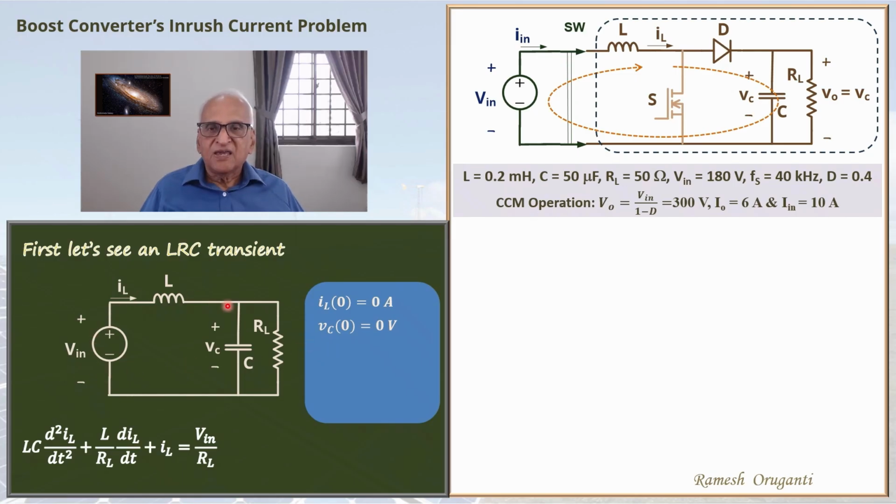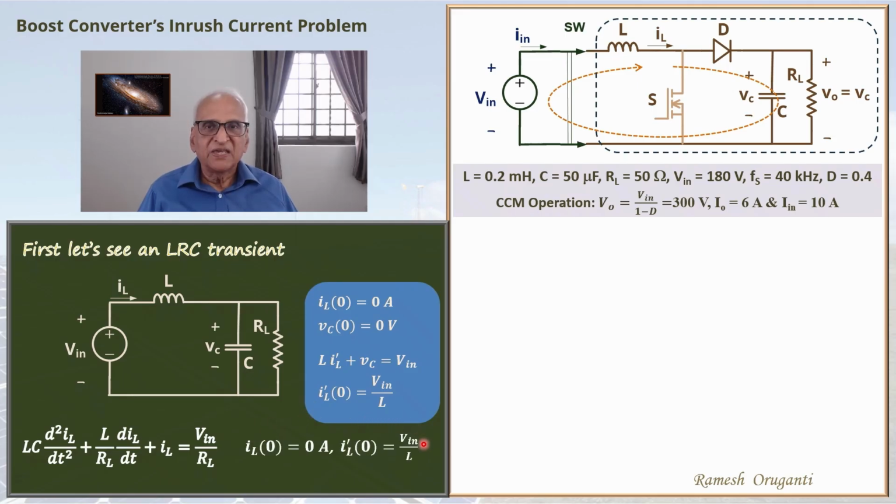By applying KVL, L dIL/dt plus Vc is Vin. Initially, Vc(0) is 0 volts. So IL'(0), the initial value of the derivative of the inductor current, is Vin by L. IL(0) is 0, IL'(0) is Vin by L.